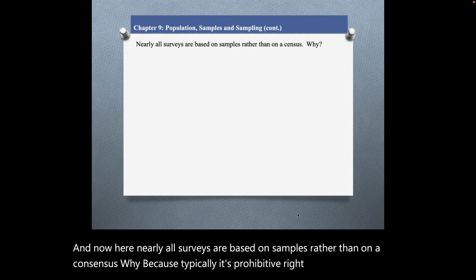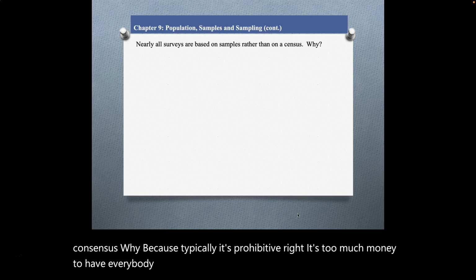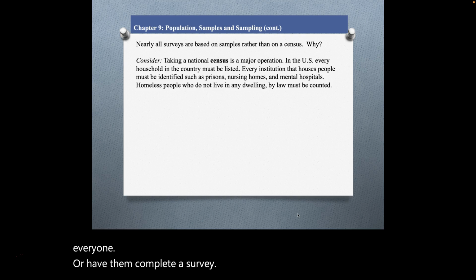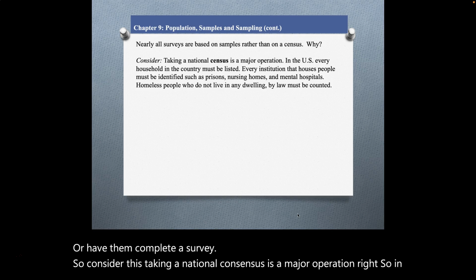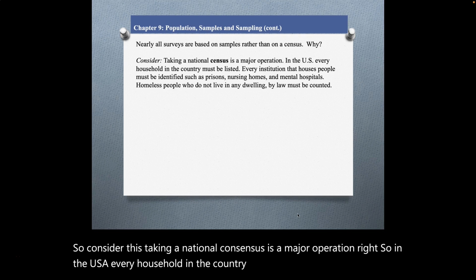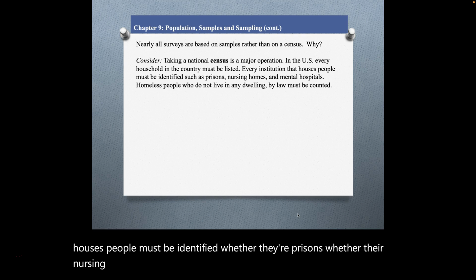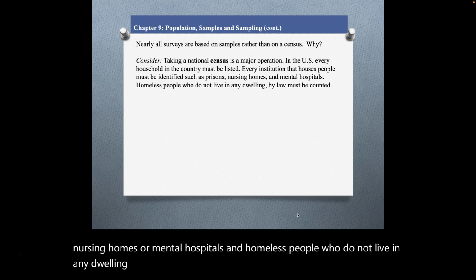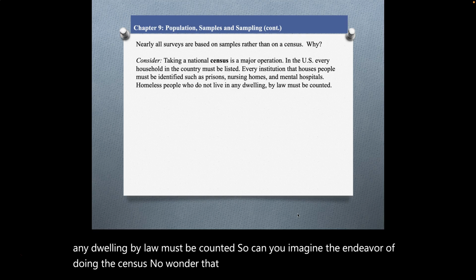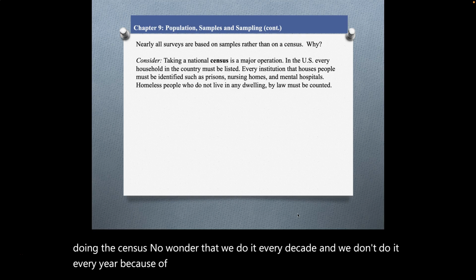It's too much money to be able to access everyone and talk to everyone or have them complete a survey. So consider this, taking a national census is a major operation, right? In the US, every household in the country must be listed. Every institution that houses people must be identified, whether they're prisons, nursing homes or mental hospitals, and homeless people who do not live in any dwelling by law must be counted. So can you imagine the endeavor of doing the census? No wonder we do it every decade and we don't do it every year, because of the amount of work that it takes.